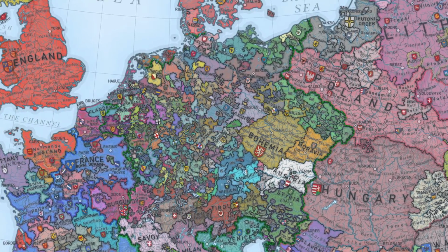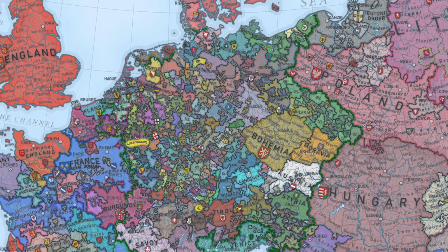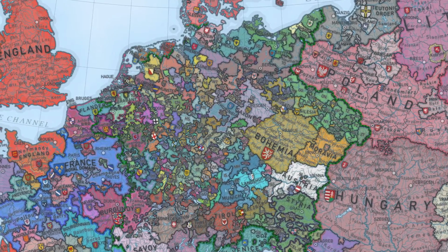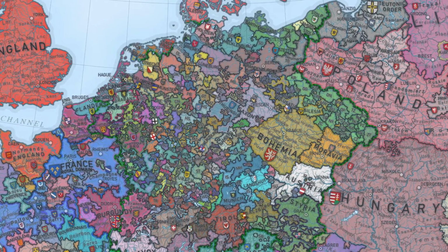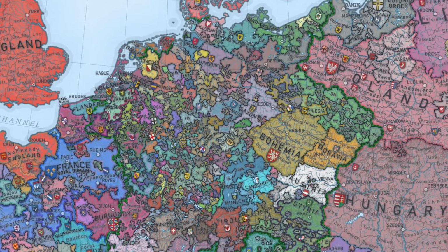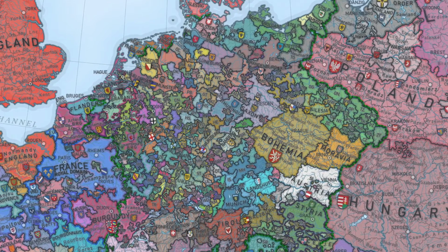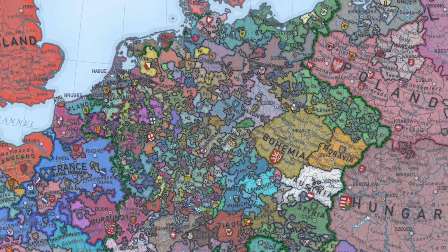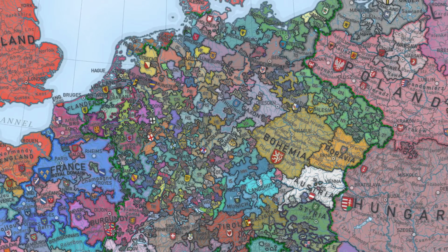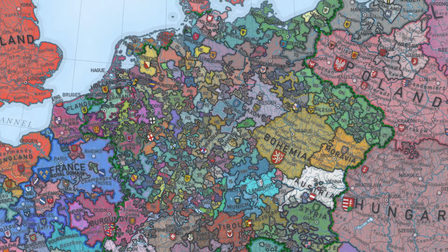Well, actually, some of these countries do still exist today. But to understand how these remnants of medieval Europe survived, we first have to learn about what the Holy Roman Empire was and how these tiny states came together to form Germany.